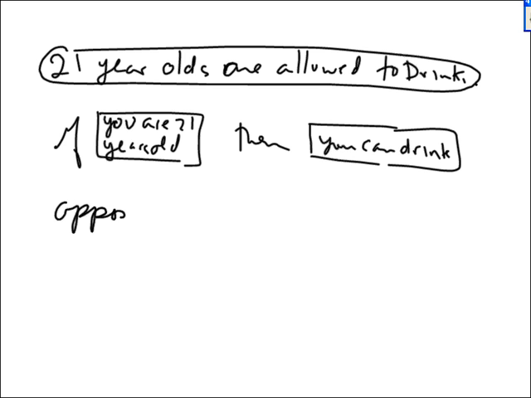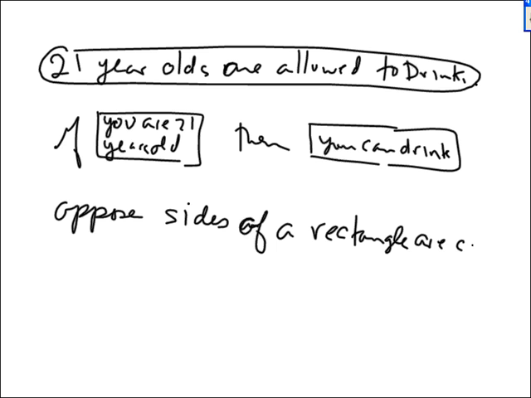Here. Opposite sides of a rectangle are congruent. Now, none of these statements have to be true. That's not what it's about. Opposite sides of a rectangle are congruent. If what, then what?